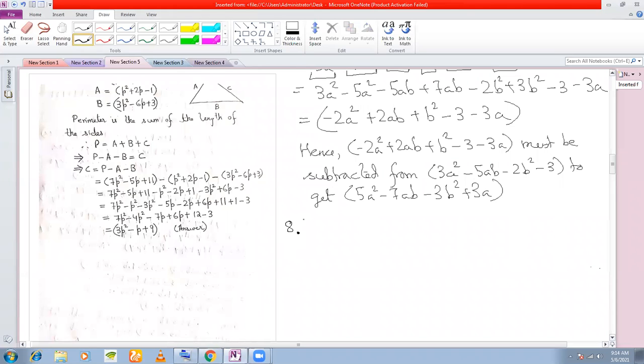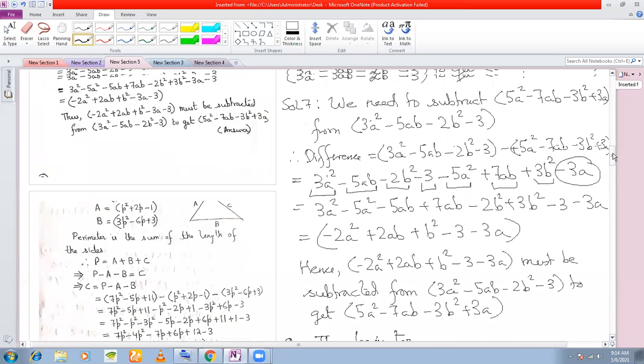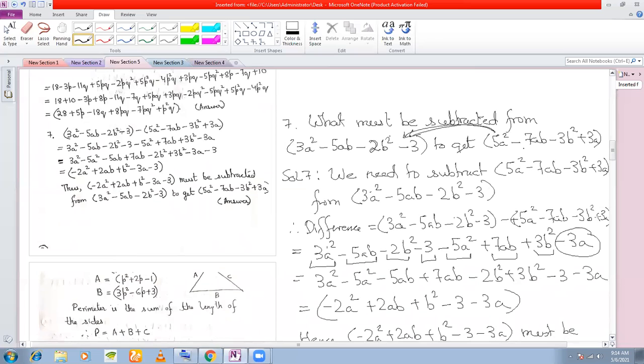So the next question. Yes, tell me. Sir, can you please explain again why you have subtracted the first one from the last one? See, if I give you this question, what must be subtracted from 7 to get 4? And what should be your answer? 3. How are we getting 3? 7 minus 4, by subtraction. So if you consider this expression as 7 and this expression as 4, you need to subtract this from this. Understood? Okay, sir.